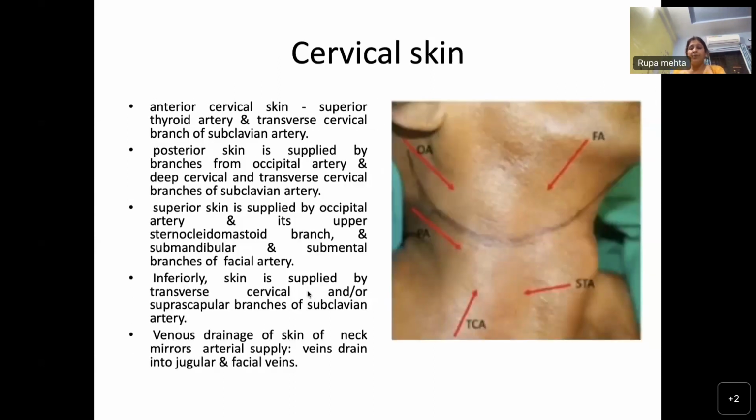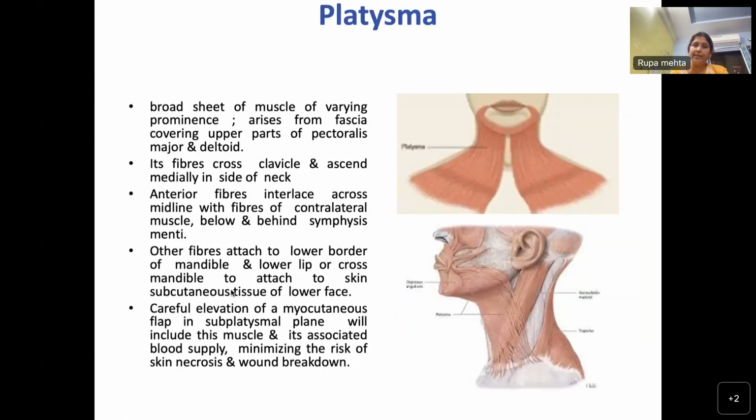So as you can see in this picture, from the occipital artery, from the facial artery, from the posterior auricular artery, from the transverse cervical, from the superior thyroid artery, the various branches supply blood to the skin of the neck. And this is the watershed area. So that is why the skin incisions are planned in such a way that they don't interrupt the vasculature. If you plan the skin incision slightly down, or the incision interrupts the supply, then you can have necrosis of the skin flap. Venous drainage of skin of neck mirrors the arterial supply, and veins drain into jugular and facial veins.